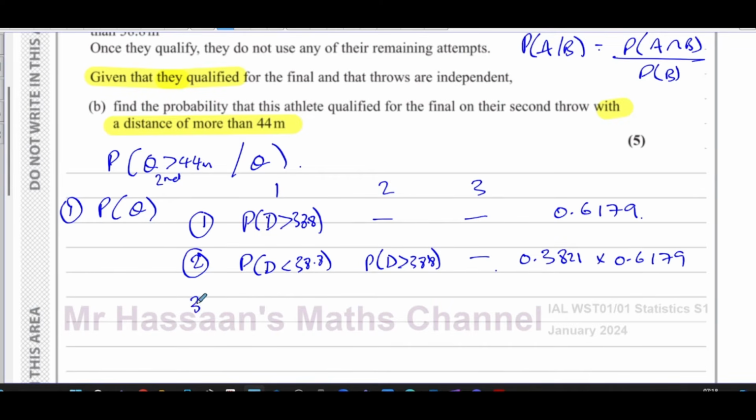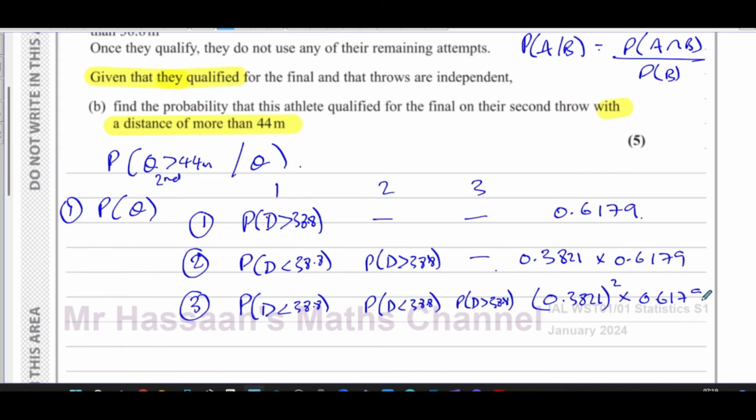And the third scenario would be the probability that they didn't qualify on the first throw, 38.8, and then they didn't qualify again on the second throw, 38.8. But on the final throw, they managed to qualify. So now this is part of our sample space of qualification. So you're going to have 0.3821 twice, so that's going to be squared. Then the final throw, 0.6179, where they qualify. So the probability of qualifying, therefore, is going to be the sum of all these things together. We have to add them all together.